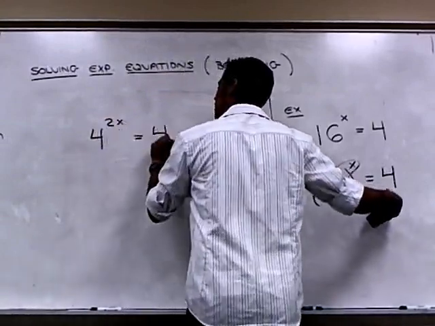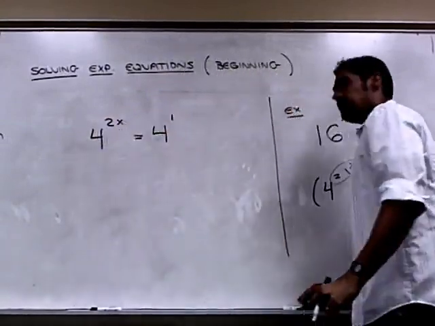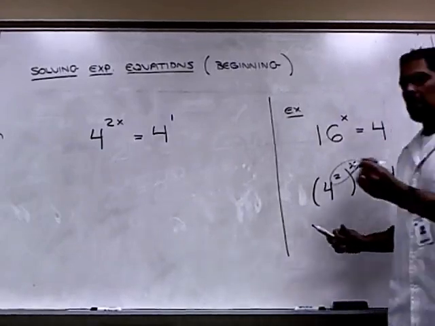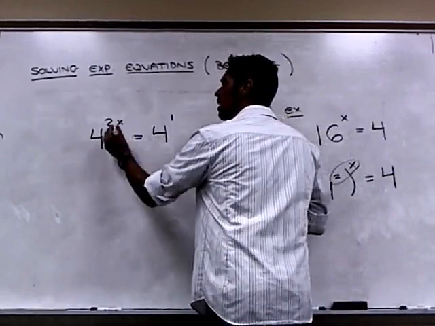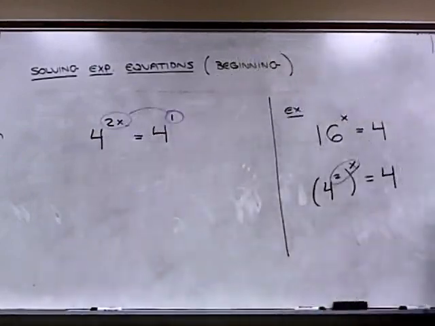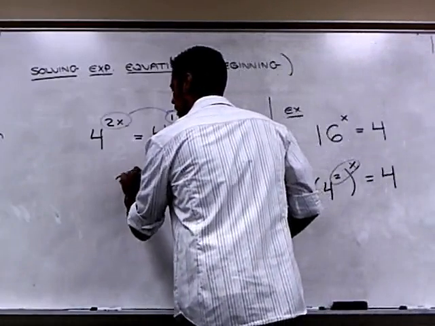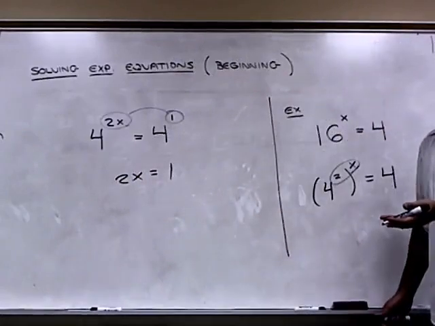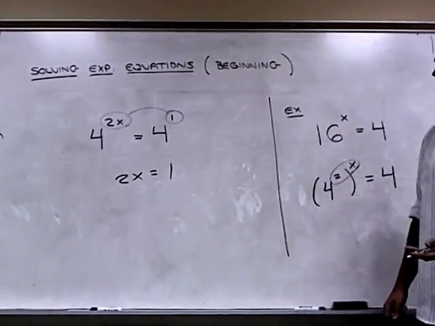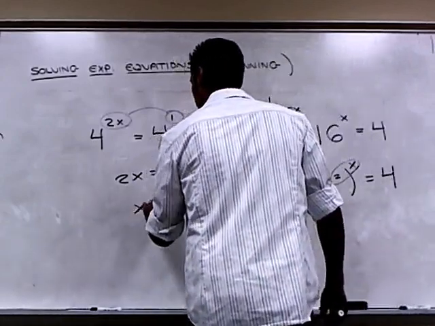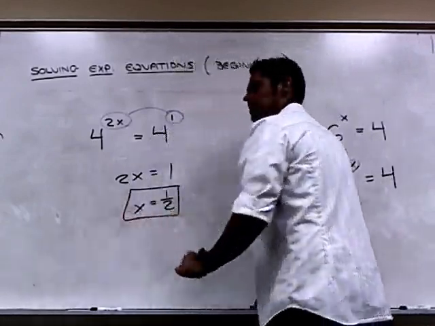Equals 4, but can I rewrite 4 as 4 to the 1? Yes? Now, just like we said before, if these are the same 4, doesn't that mean that the exponents have to be equal? I'm saying that means 2x has to be 1 for this to work. Can you solve that for x? Divide both sides by 2. x is 1/2.